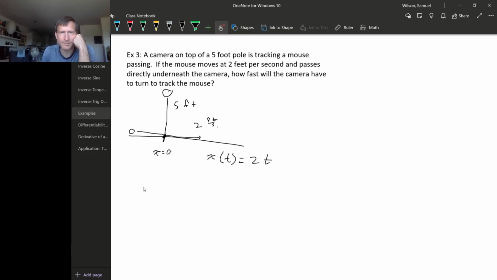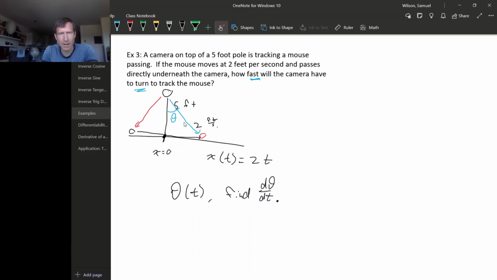camera. All right, so you can see that the camera has to turn to keep watching the mouse, as the mouse moves, the camera has to pivot to keep tracking it. And it's this angle that we need to figure out, or the rate of change of this angle. So we'll call that angle theta. We want to know how fast the camera has to turn. That's the rate of change of theta. So we need to express theta as a function of t, and then find the derivative of theta with respect to t. That's what we need.